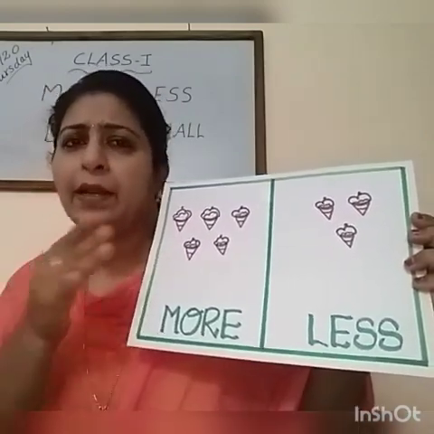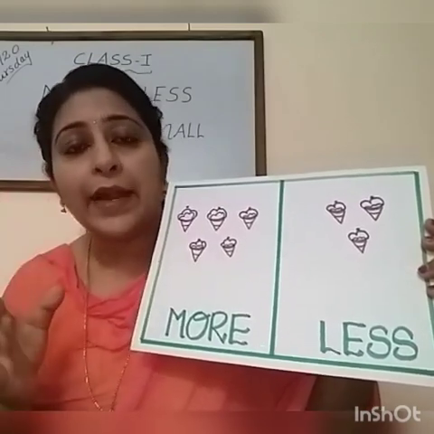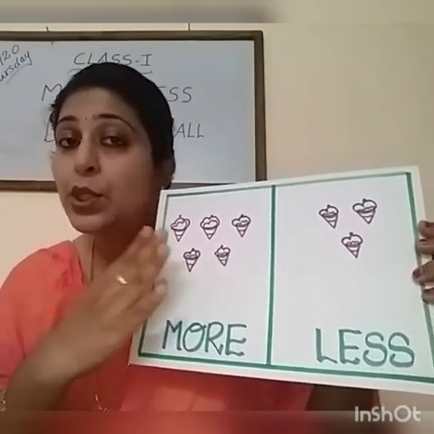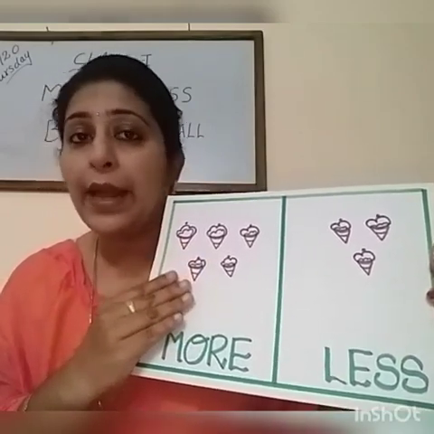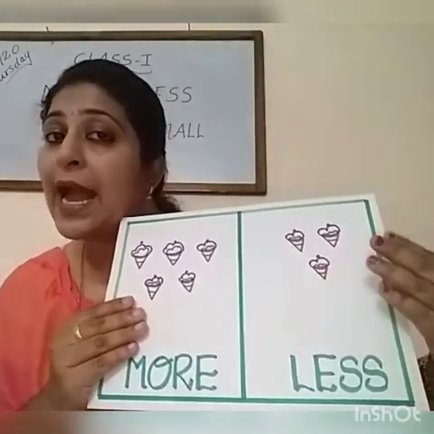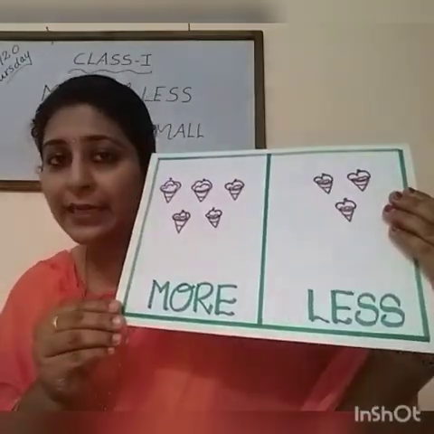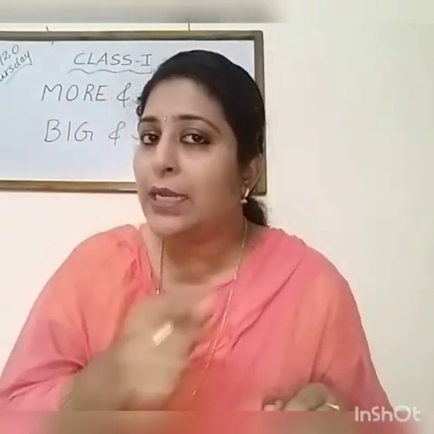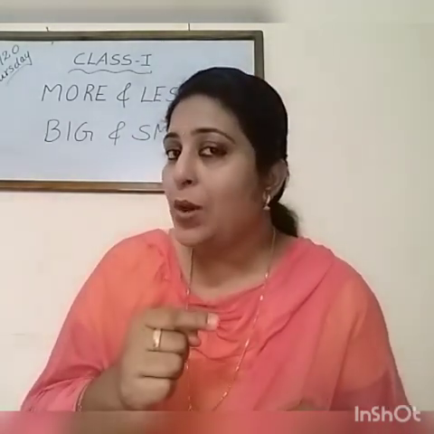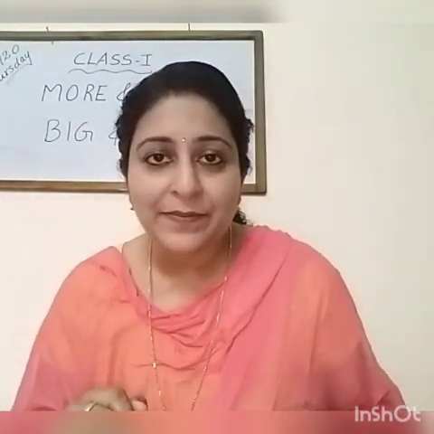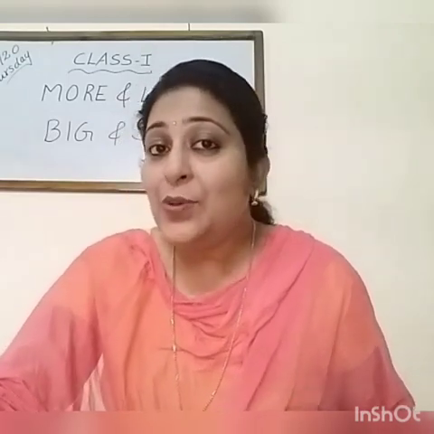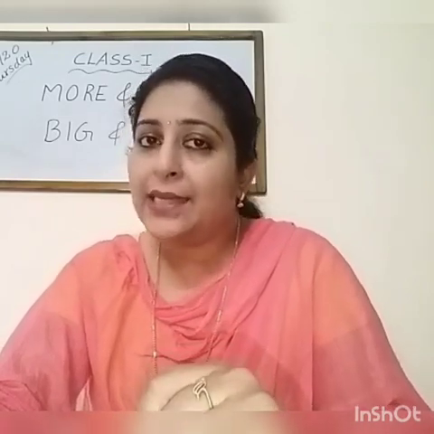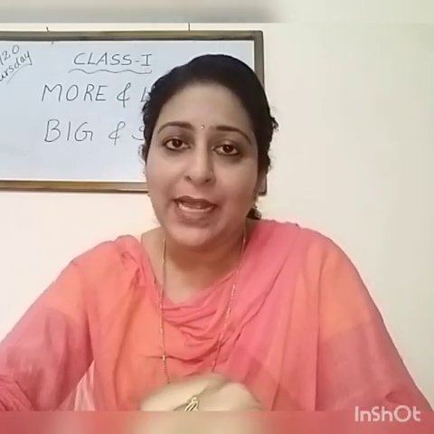Very small in number. More means number of items will be many. There will be more number of items. So the first set has more ice creams and the second set has less number of ice creams. So did you get, children? What is big, what is small? And what is more, what is less? Now, using these concepts, we are going to find which is a big number and which is a small number? Let us see.